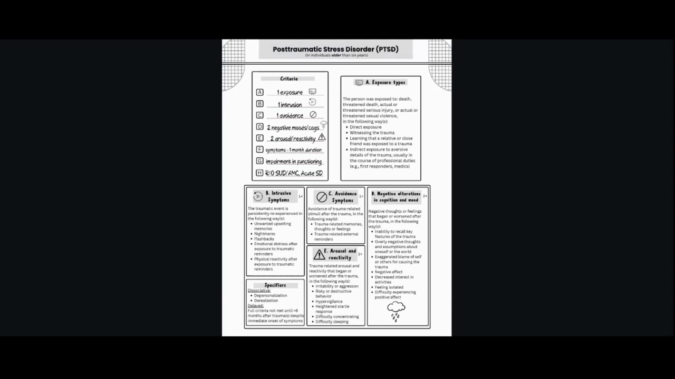And then lastly, with arousal and reactivity, depending on who a person is and what kind of trauma they've experienced, this is where we would see the externalization of these symptoms. So if we think about negative alterations in cognitions and mood being an internalization of the trauma, the latter is the externalization of the trauma. So irritability, aggression, risky or destructive behavior, hypervigilance, which again I'm going to talk about, a heightened startle response, so being really jumpy, difficulty concentrating, difficulty sleeping.